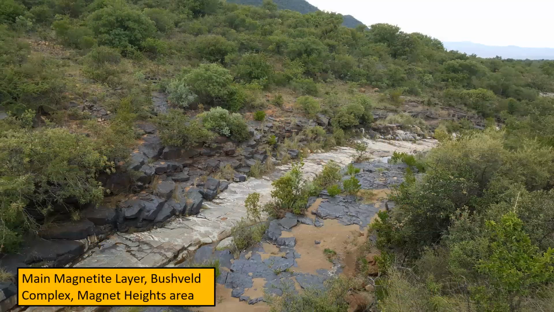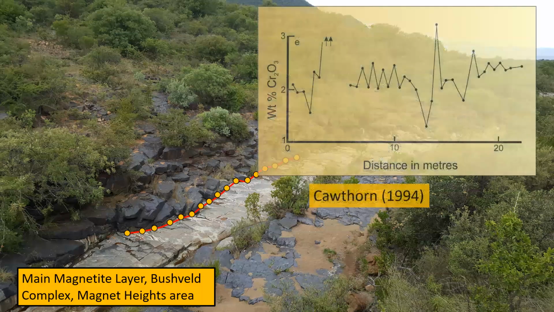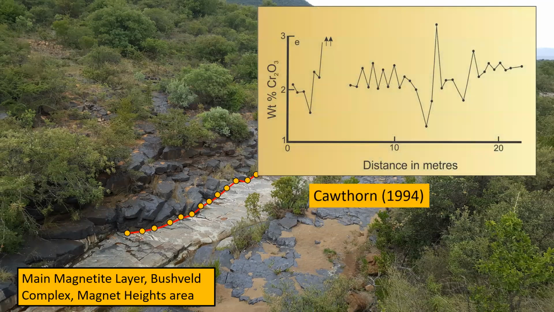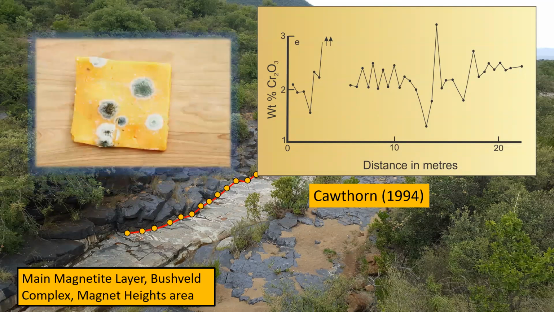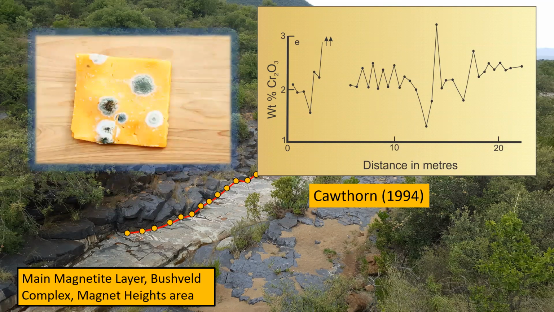Now, this whole story with chromium and magnetite got much more interesting when in the following decade, Cawthorne returned to this site, but this time he collected samples laterally along the base of the magnetitite layer. And when he plotted his results using a minimum sample spacing of 50 centimeters, he got a very erratic, but also very dramatic lateral variation in the chromium content. To try and explain this, he proposed that the magnetite was nucleating and crystallizing on different spots on the magma chamber floor.